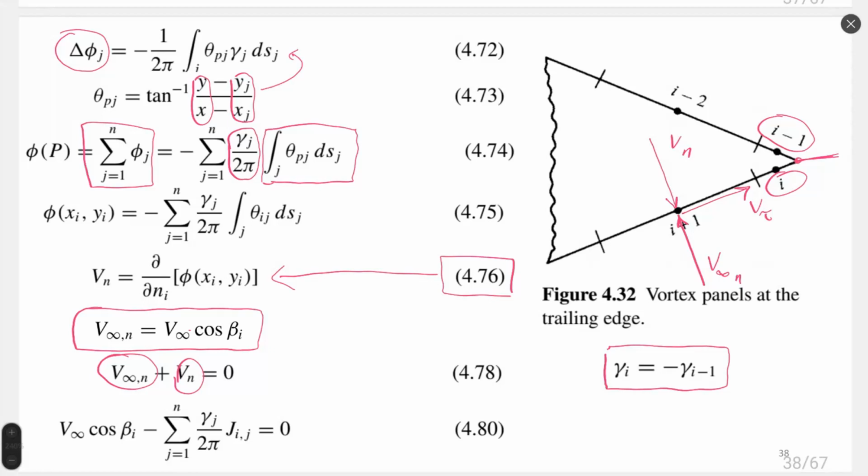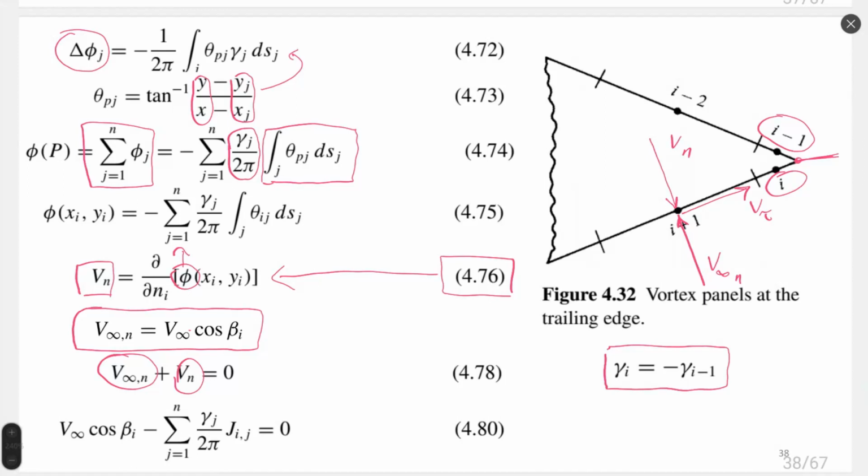As you may see, this Vn as a function of phi is counting on all panels on the airfoil. So all panels contribute to the generation of velocity Vn. In such a way, we can find this value.